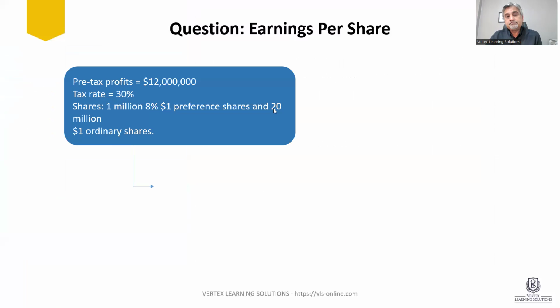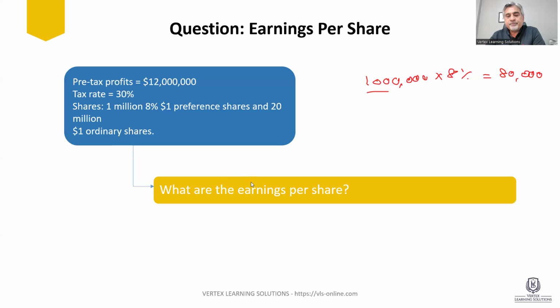Okay, so let's do one question, a very simple example. It says that a company has pre-tax profits of 12 million, tax rate is 30%. They have 1 million 8% preference shares and 20 million ordinary shares. So you've got two types of shares, preference shares and ordinary shares. Preference shares are at 8%. So your preference dividend will be 1 million into 8%. You know that this is a fixed dividend. So 80,000 is your preference dividend. This is a fixed preference share. And you've got 20 million ordinary shares for which you do not have any fixed dividend.